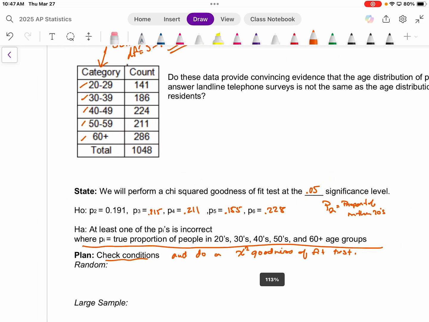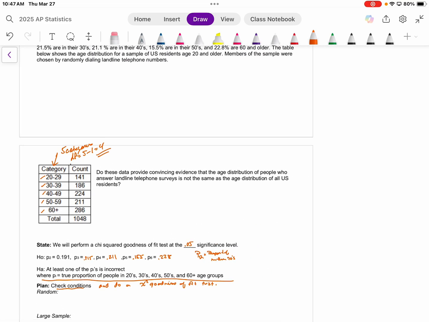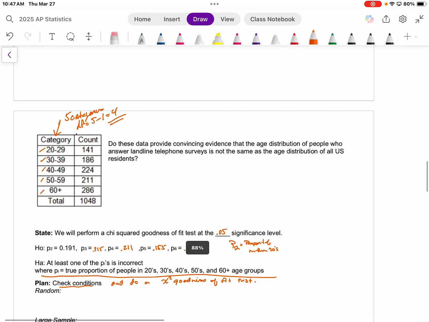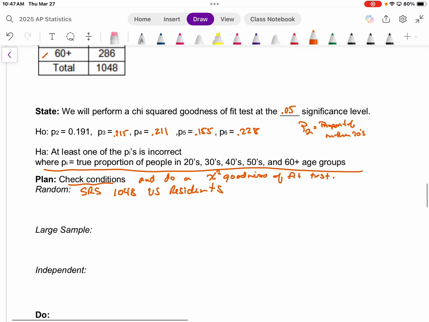So random. They do say in the last statement on the previous page, members were chosen by randomly dialing landline telephones. So they do tell us there that we have a simple random sample, an SRS of 1,048 U.S. residents. They do tell us that.